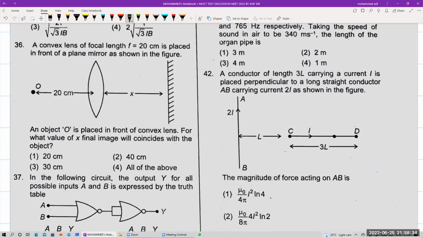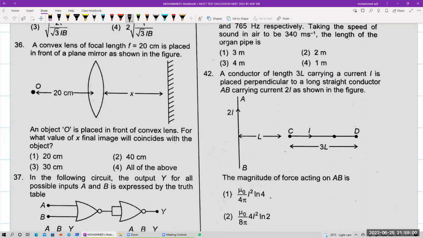A convex lens of focal length 20 centimeter is being placed in front of a plane mirror as shown in the figure. An object O is being placed in front of the convex lens. For what value of X will the final image coincide with the object? And you know that whenever an object and image coincide, that means the object should have been kept at the center of curvature. And whenever the light passes through the lens, beta, as the rays are parallel to the principal axis, hence it will fall on the mirror perpendicularly.